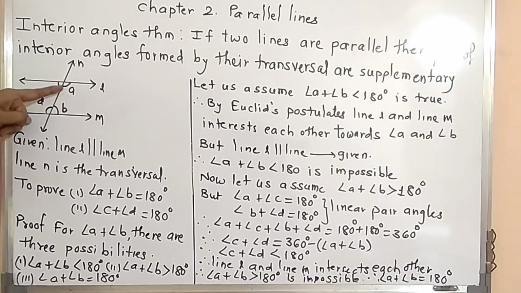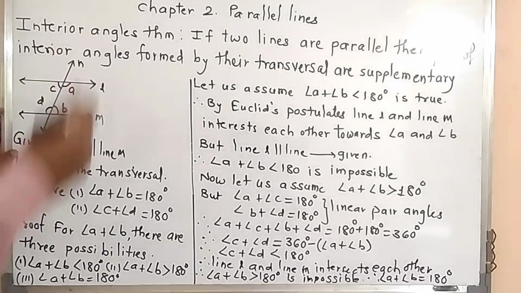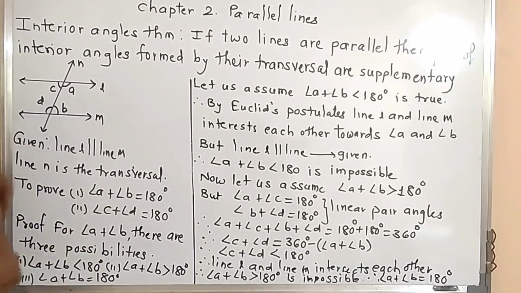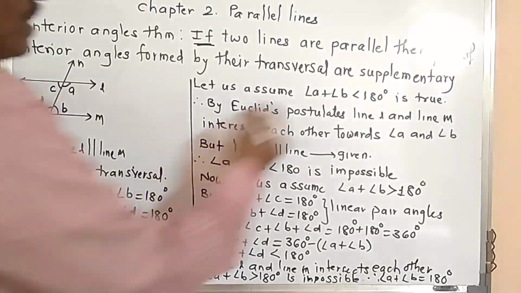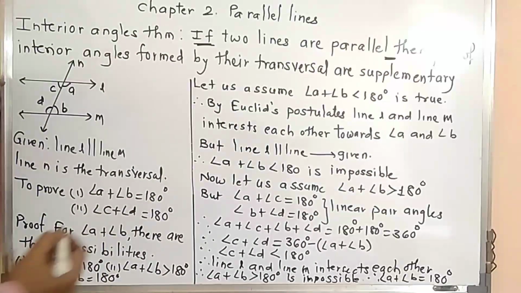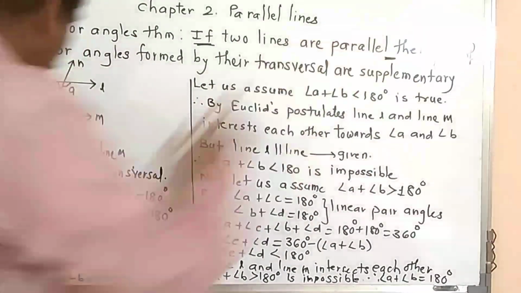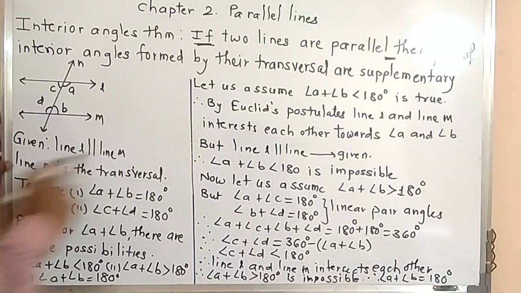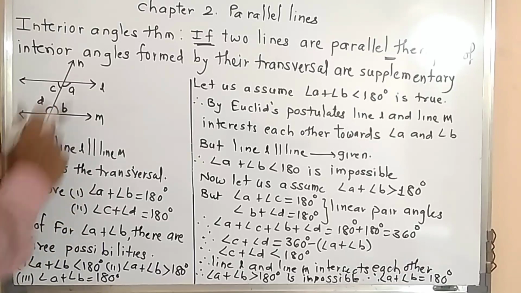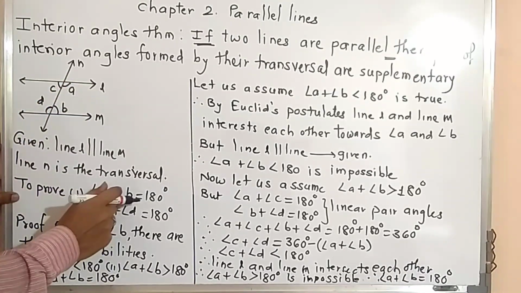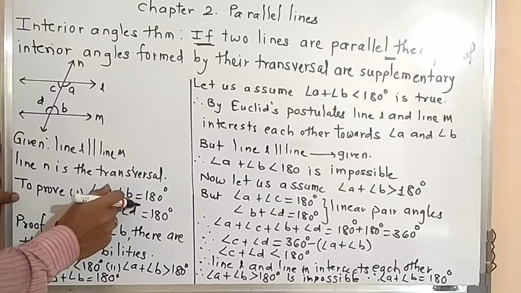Here the angles formed are angle A and angle B. This is one pair of interior angles. Angle C and angle D, the second pair of interior angles, are given. How do we identify the given part? The part of the statement between if and then is called the given part. Two lines are parallel. Here line L is parallel to line M and line N is the transversal. This is the given part. To prove part: angle A and angle B, they form a pair of interior angles.